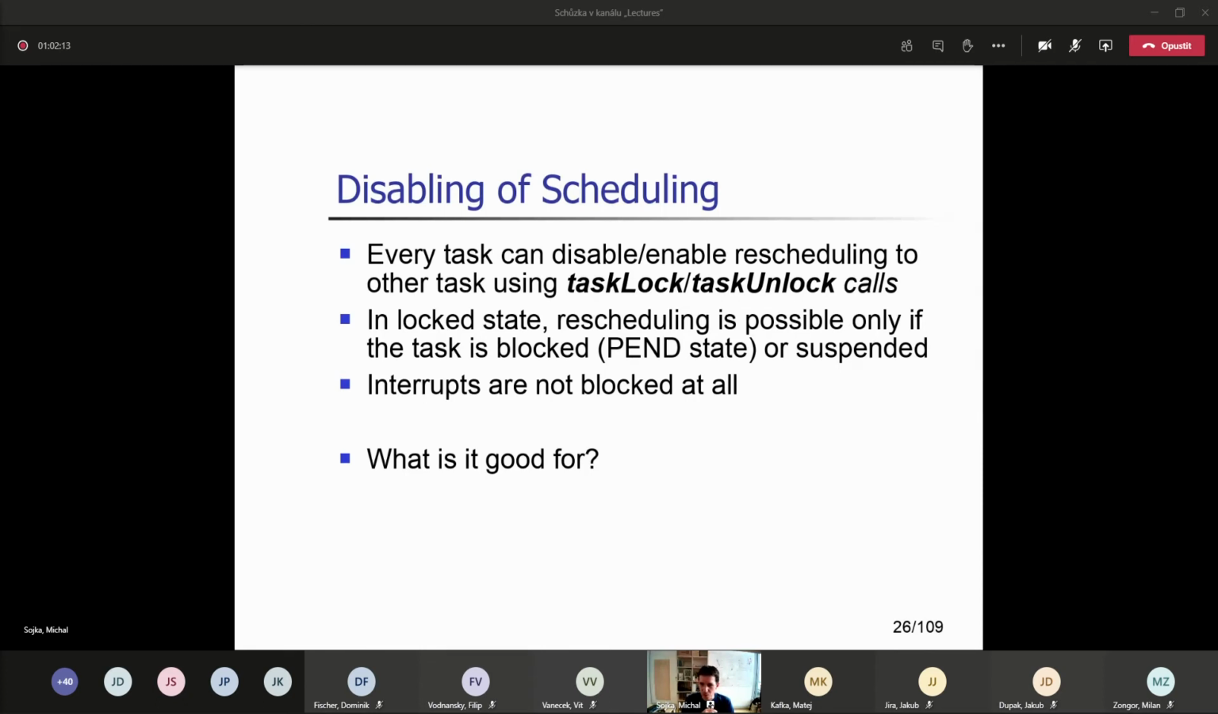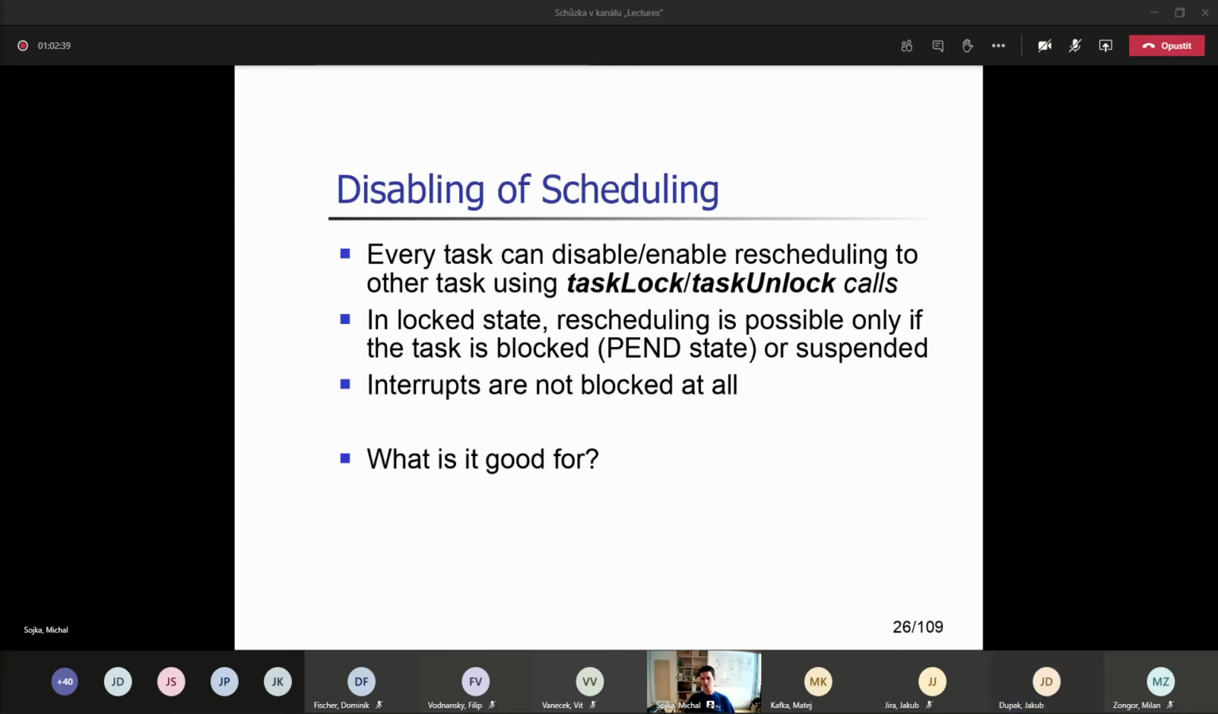So do you have any idea what this is useful for? When I'm doing some action that must happen in one piece and no other task should see it halfway through.